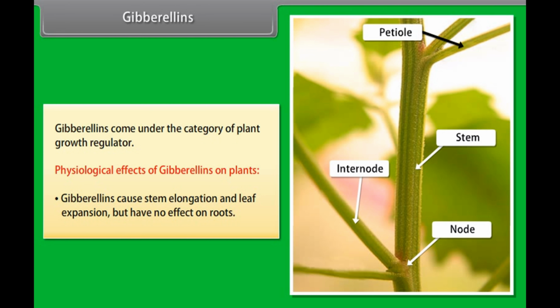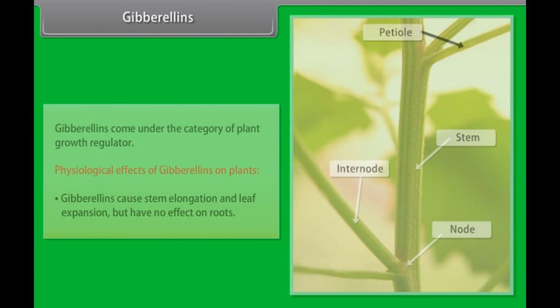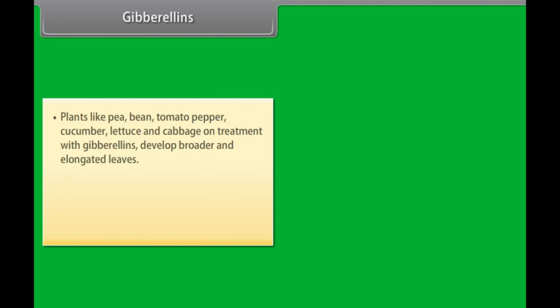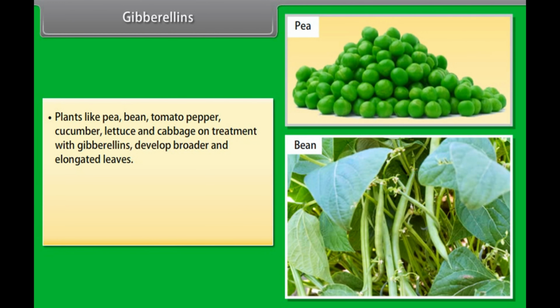Gibberellins cause stem elongation and leaf expansion but have no effect on roots. Gibberellins promote seed germination in lettuce, cereals, etc. Plants like pea, bean, tomato, pepper, cucumber, lettuce and cabbage, on treatment with gibberellins, develop broader and elongated leaves.